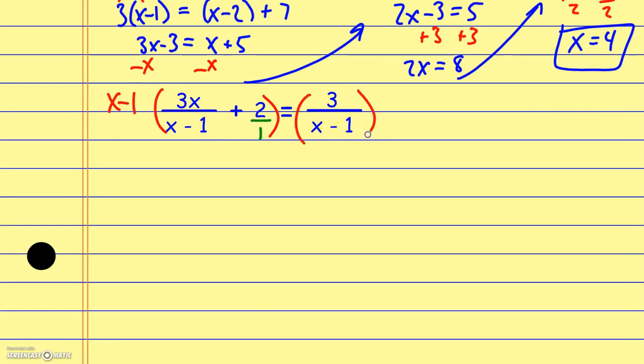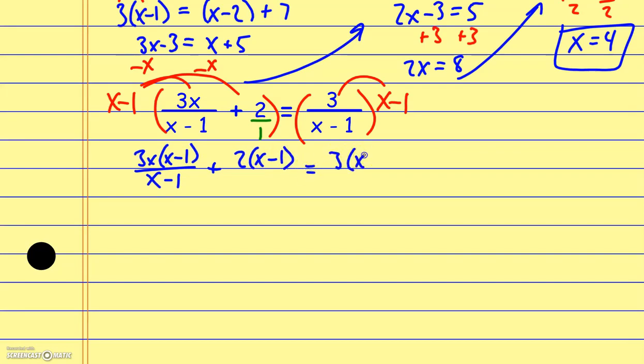Whatever I do to one side, I have to do to the other side. And so now as I distribute this thing, again, I have to distribute it to each of the pieces over here, each of the fractions. Over here, there's only one fraction. So here's what it gives me. It gives me a 3x times x minus 1 over the x minus 1. Plus, that's going to be a 2 times x minus 1 over 1, which I don't need to write. And then here it's the 3 times x minus 1 all over x minus 1.